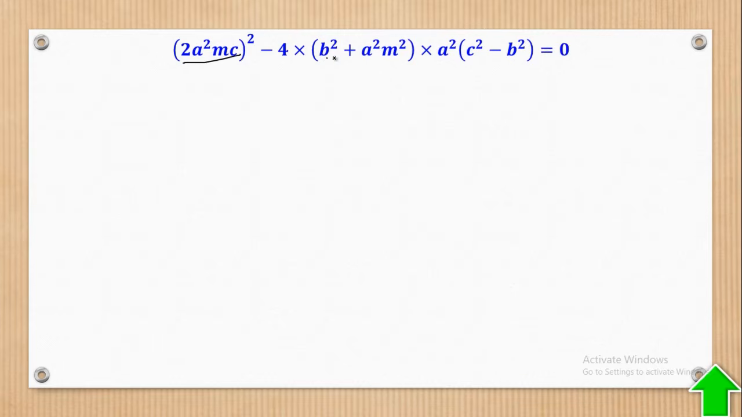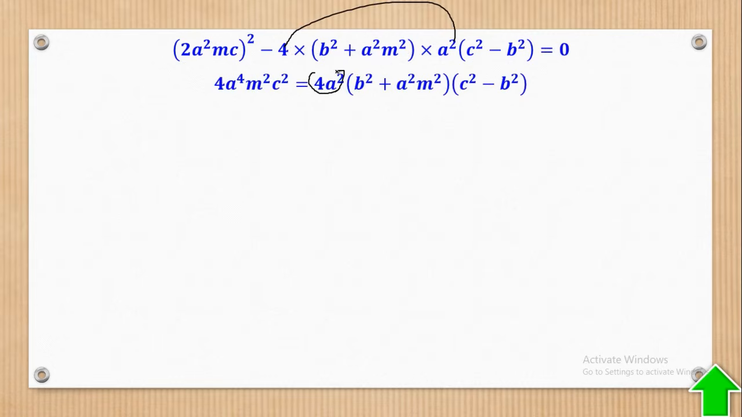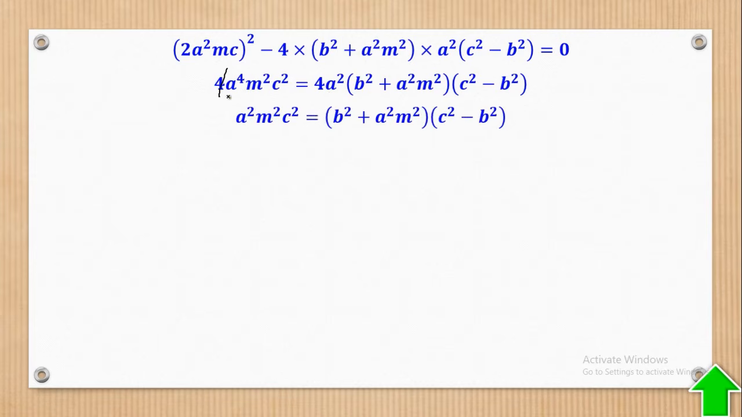So substitute for B, for A, and for C. Then expand and simplify. So in this case, this and this can be combined to give you this. Then this one is here and this one is there. And what I've done, I've taken the whole of this on this side. Then from there, you'll realize that something can cancel. This 4 can cancel. This a squared can reduce this to become a squared here. That is why you see here a squared. This remains, this remains, this remains, and this remains.